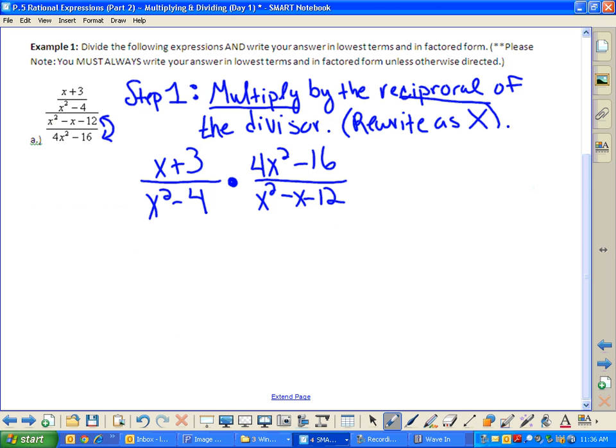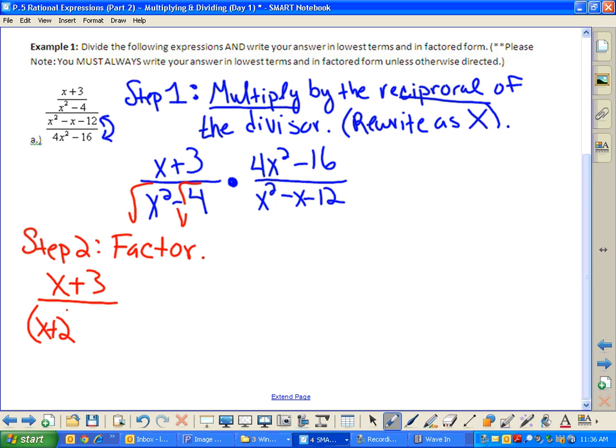Okay, step 2, Jonathan kind of stole my thunder. Yeah, we're going to factor everything in the problem, just like we did yesterday. X plus 3 doesn't factor. X squared minus 4 does factor via my square root method. It's a difference of 2 perfect squares. 4x squared minus 16: when we factor, we always try to take out the greatest common factor first, so I am going to do that. Take out my 4. And then I have x squared minus 4 left over. This actually factors again via my square root method.